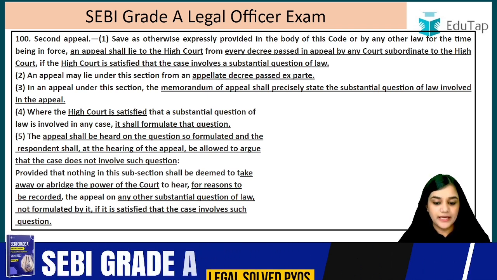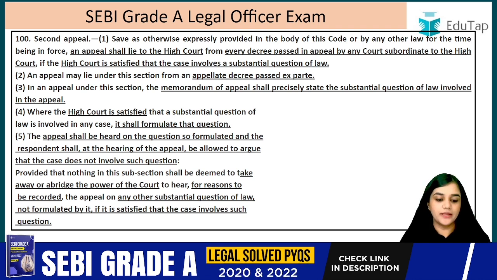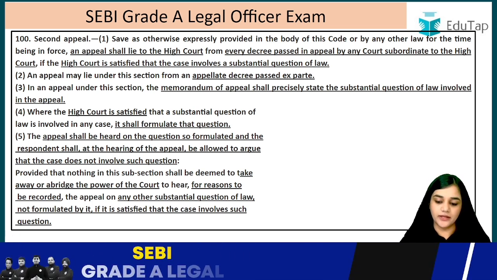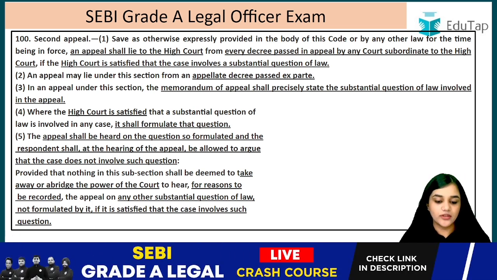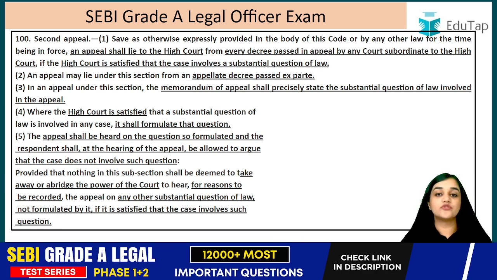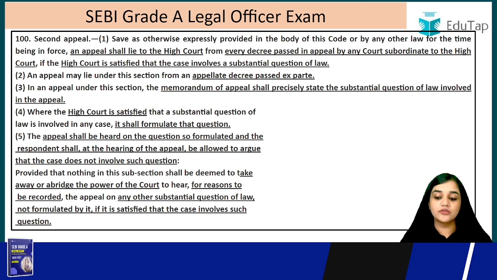An appeal may lie under this section from an appellate decree passed ex parte. It can also lie when it is from an appellate decree that has been passed ex parte. In an appeal under this section, the memorandum of appeal shall precisely state the substantial question of law involved in the appeal. So in the second appeal, you have to mention in your memorandum, very accurately, what is that substantial question that you want to raise, right? So this is what they are saying.